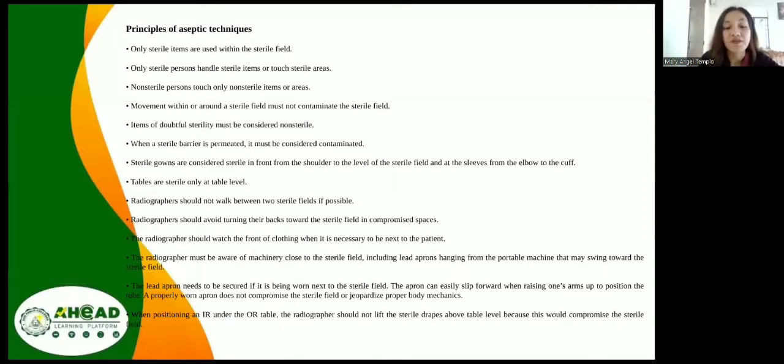The radiographer must be aware of machinery close to the sterile field, including lead aprons hanging from the portable machine that may swing toward the sterile field. The lead apron needs to be secure if it's being worn next to the sterile field. The apron can easily slip forward when raising one's arm up to position the tube. A properly worn apron does not compromise the sterile field or jeopardize proper body mechanics. When positioning an IR under the OR table, the radiographer should not lift the sterile drapes above table level because this would compromise the sterile field.